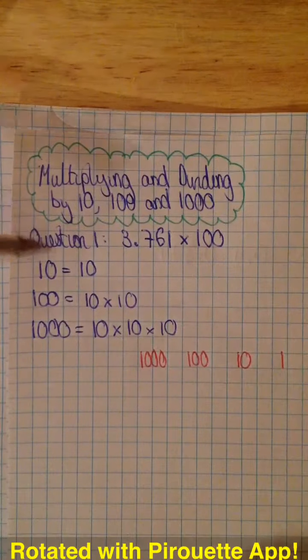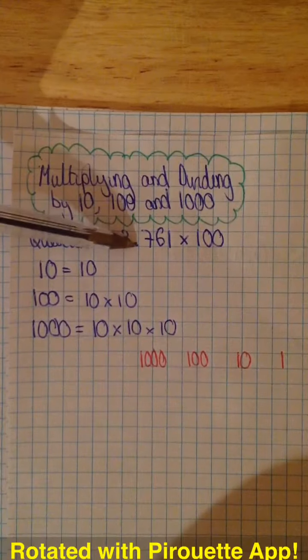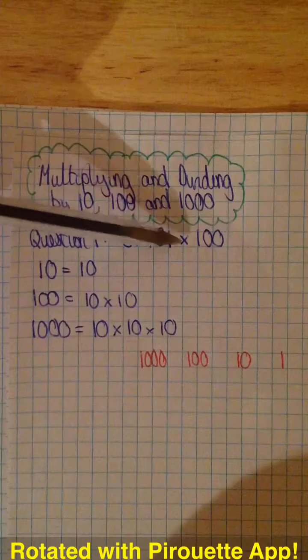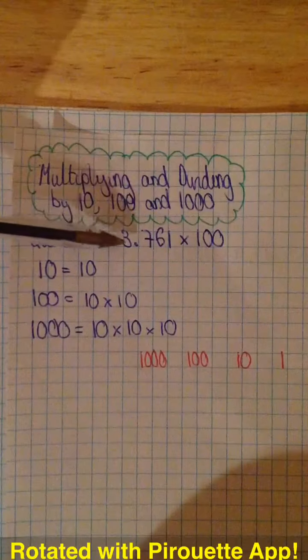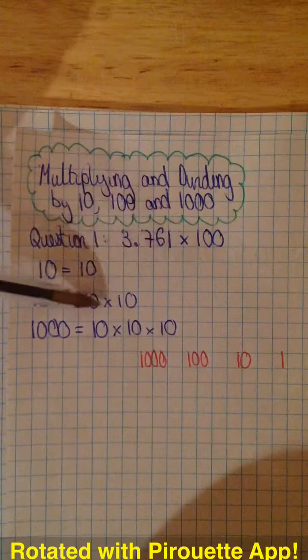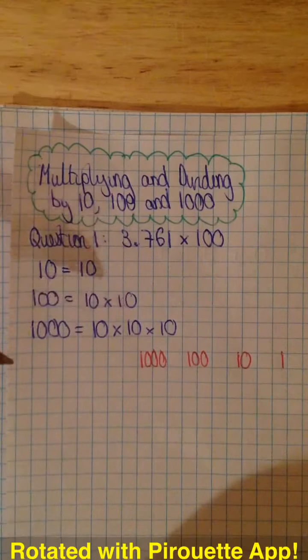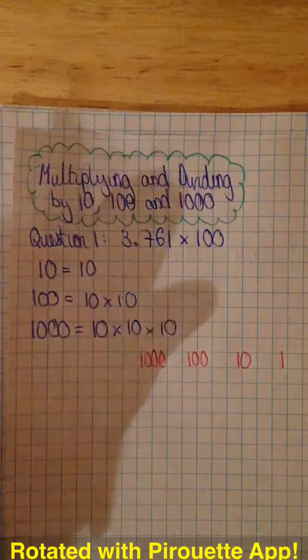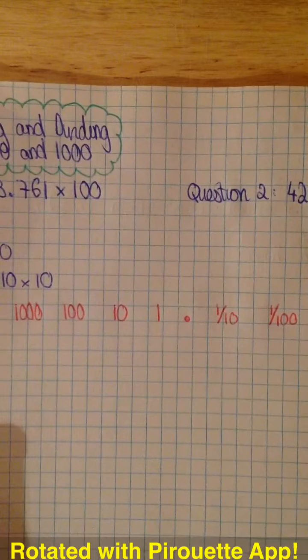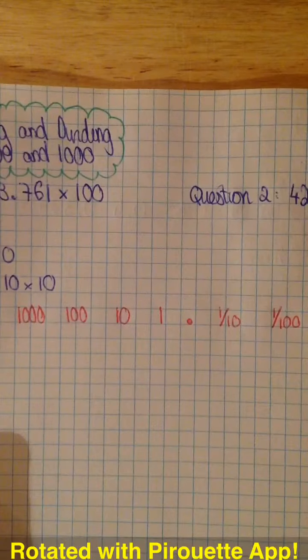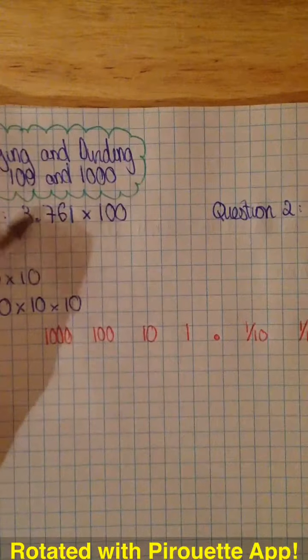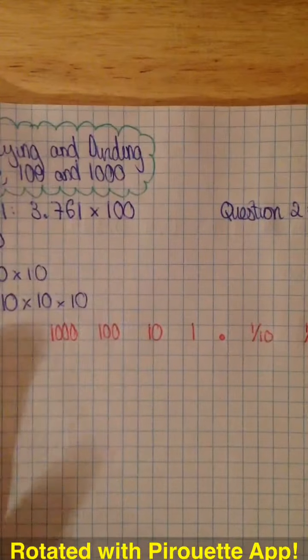So question 1 you can see at the top of the page here. Question 1 is 3.761 times 100, or 3.761 times 10 squared. So let's use this. This is my grid. This is where I like to write numbers when I'm multiplying and dividing by 10. We've got 3.761. Let's put it into my grid.